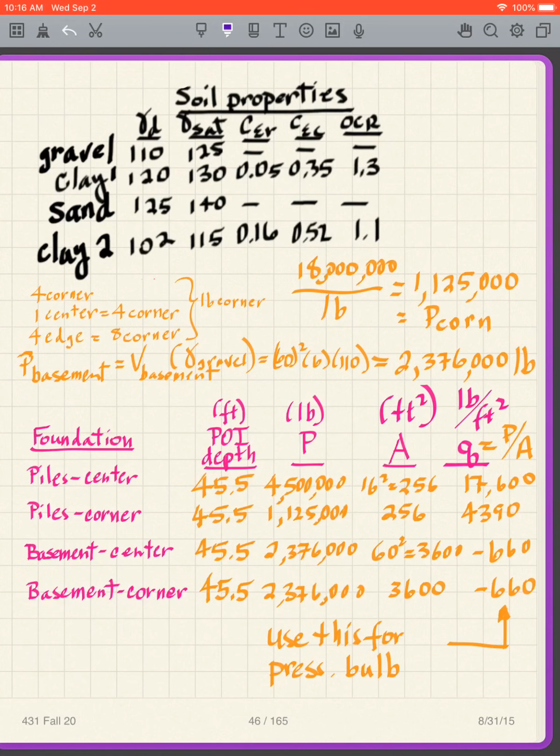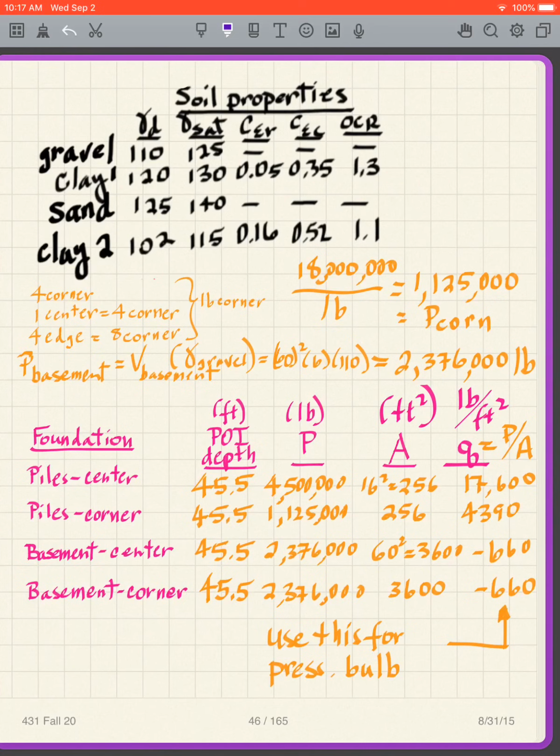So we're going to, again, break the foundation into the piles, center and corner. We're only asking for center and corner for this one, and the basement. Our point of interest depth is the same for all of these. So my center is 4.5 million, corner 1.1 million. And now when we do the basement, we're taking the whole basement load, that's of course negative, but it's 2.376 million.